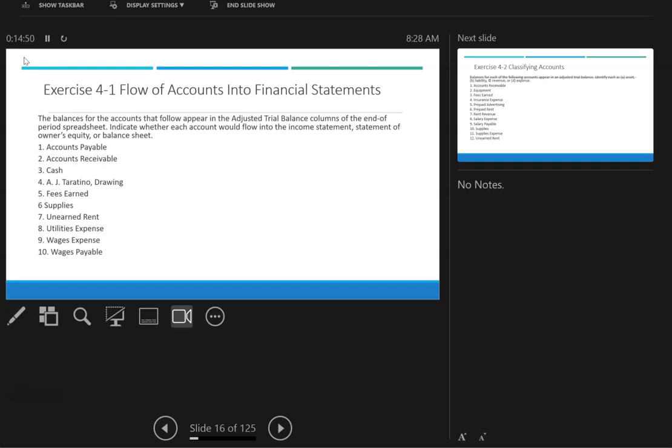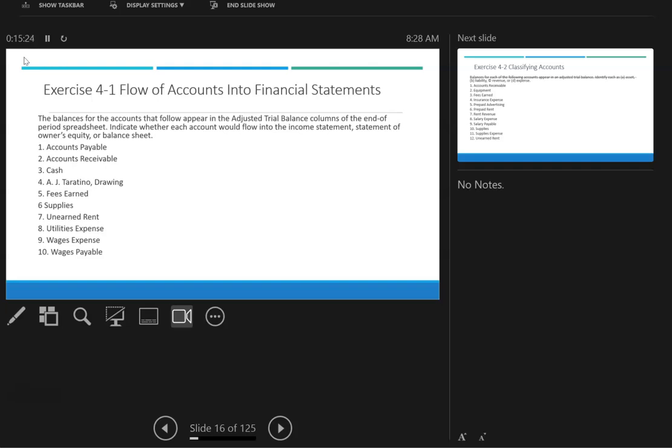What about the balance sheet? The balance sheet has assets, liabilities, and owner's equity. So what it won't have are revenues and expenses, right? So assets, wouldn't we see number 2 and 3? Those are assets. Cash and accounts receivable. For liabilities, wouldn't we see number 1, accounts payable? Oh, excuse me, supplies is also an asset. I missed that one.